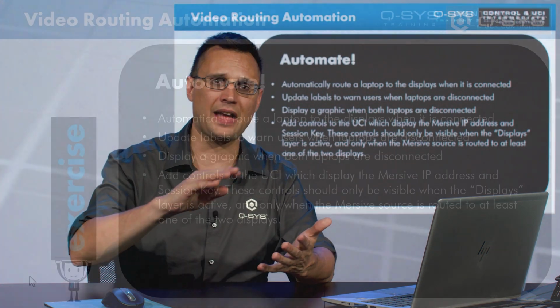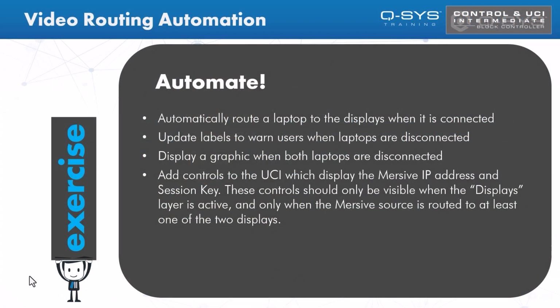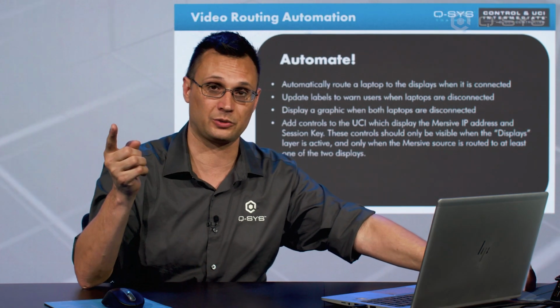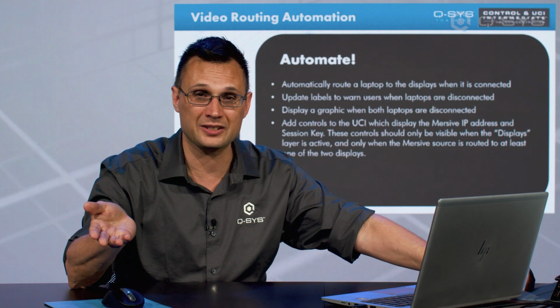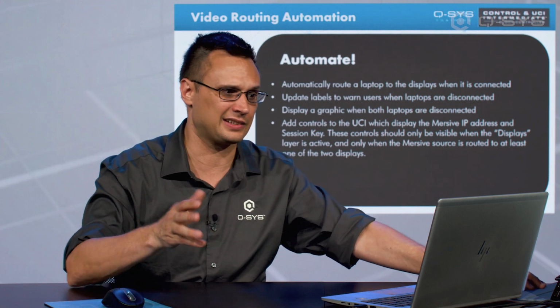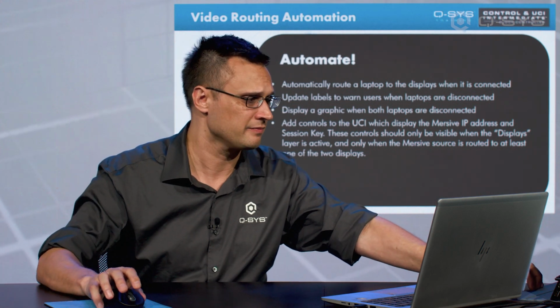We're going to display a graphic when the laptops are disconnected. And then also, we've got that wireless presentation. That's got some information that the user might need. We're going to put that information on the UCI, but we're only going to put that information on the UCI when someone has chosen that source to be on one of the screens. If no one's using that wireless presentation, then I don't want to confuse people with that data on the UCI. So we're going to hide that.